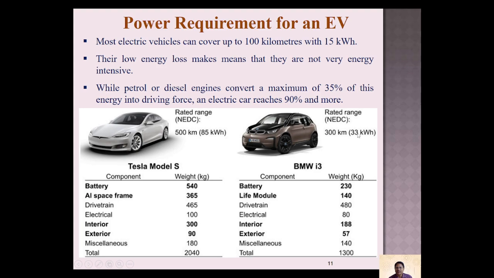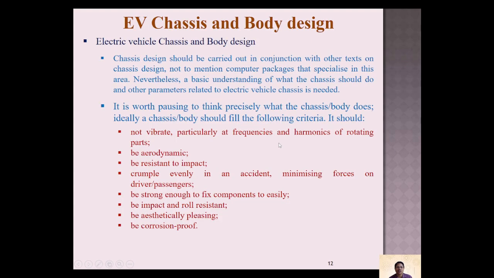So for 33 kilowatt hours it can move up to 300 kilometers. The Tesla has 85, approximately 3 times, so it is supposed to move 900 kilometers, but due to this weight its range is minimized. Due to less weight, the range is higher. So likewise we can think and conclude.